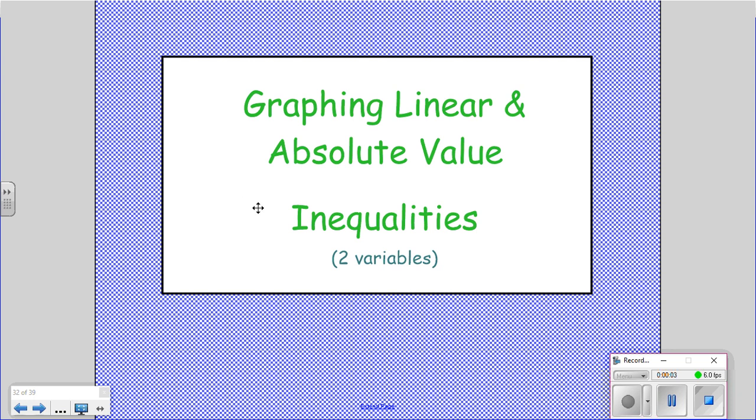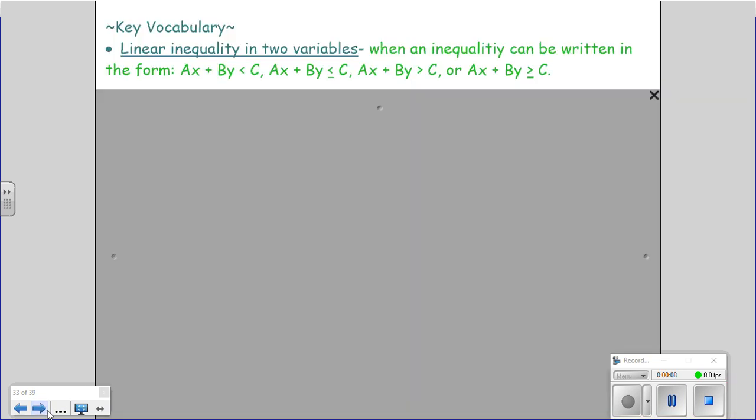Graphing linear and absolute value inequalities with two variables. Let's talk about some key vocabulary.